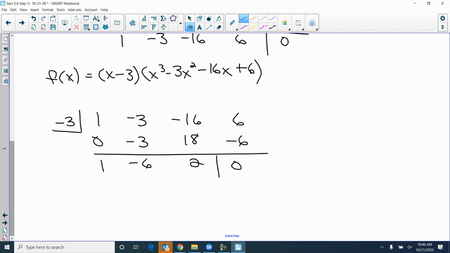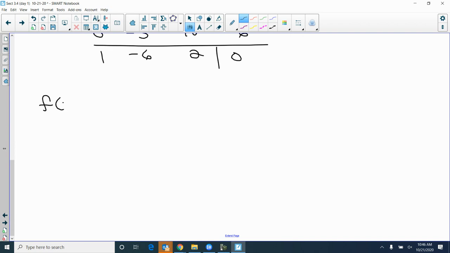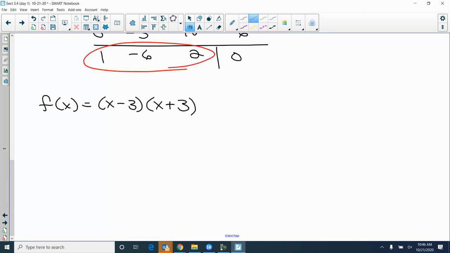All right, so where are we at now? Negative 3 is a root. So my original function is x minus 3 times x plus 3 times this polynomial down here, x squared minus 6x plus 2. All right, once you got it to that point, what do we do with that x squared minus 6x plus 2? Well, what do you hope to do? You hope to factor it. But if it doesn't factor, then what do you do? Quadratic formula. Yeah. All right, do the quadratic formula on it, because it doesn't factor.